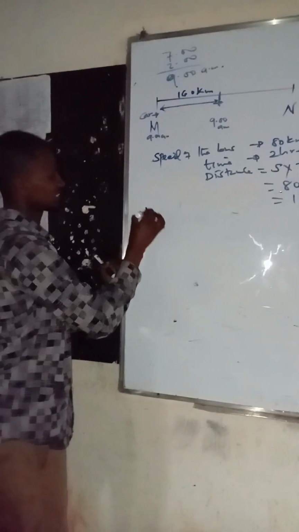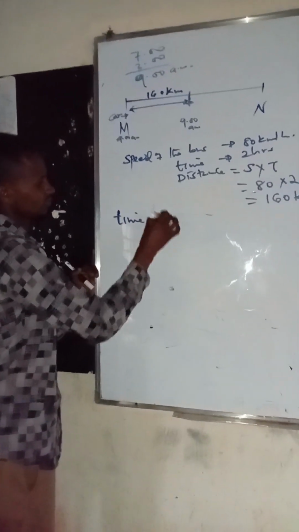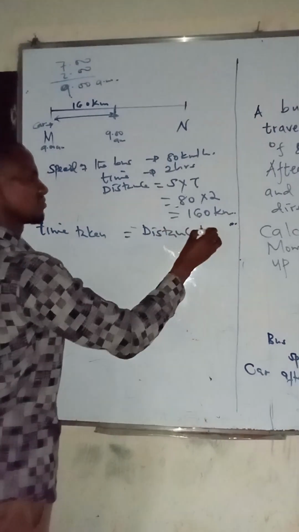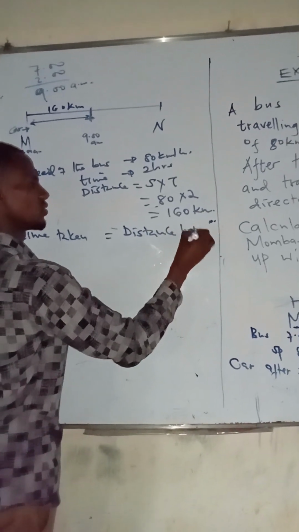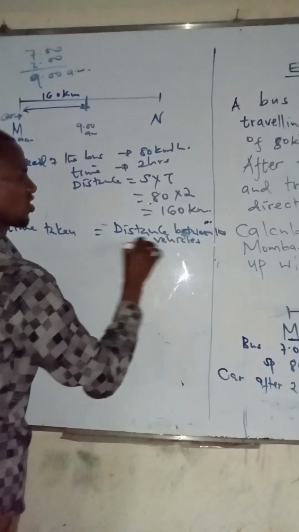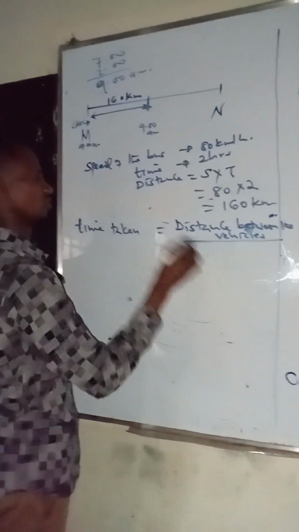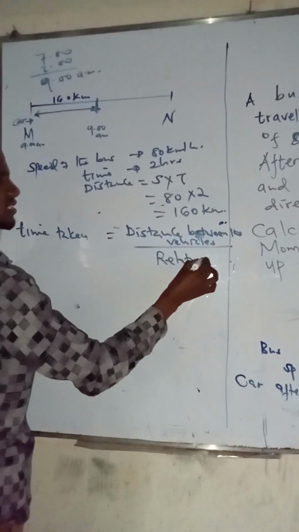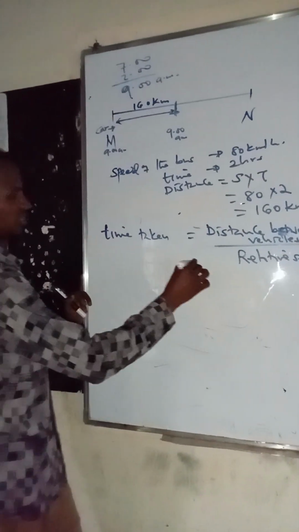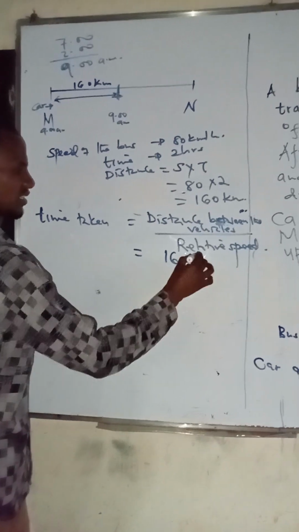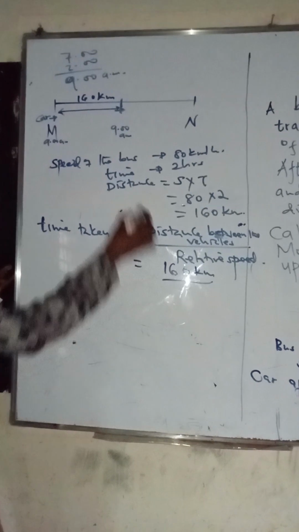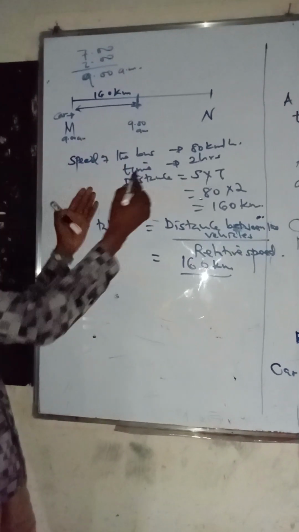So we will say time taken is equal to the distance between the bodies, or between the vehicles, over relative speed. We know the distance between the vehicles is 160 kilometers. For the relative speed, remember this one is moving away and this other one is trying to bridge the distance.